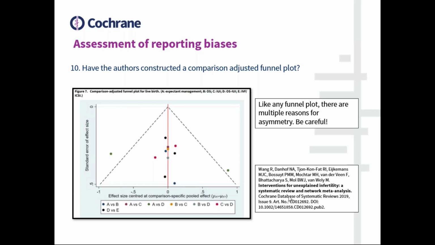It's from a different review. It wasn't the review that we originally mentioned. It was Interventions for Unexplained Infertility, a systematic review and network meta-analysis. And as you can see, all of the different colours represent different comparisons. But it's important to note that, like with any funnel plot, there are multiple reasons for the asymmetry, so we need to be cautious on the interpretation of those.